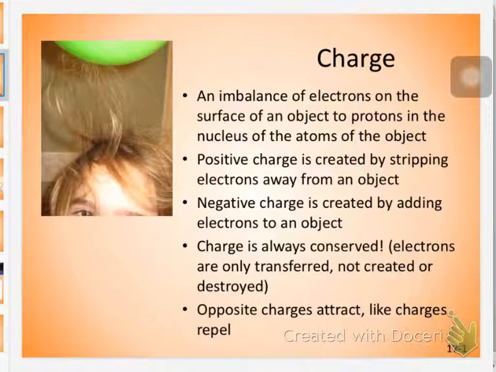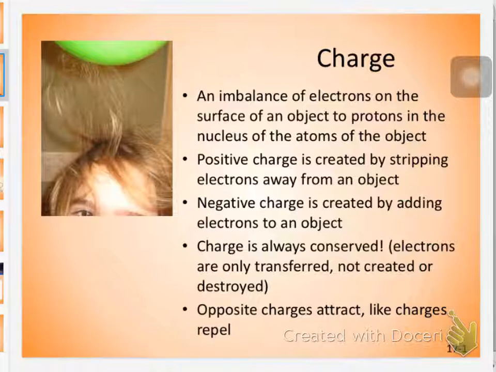If you want to charge an object positively, you have to pull electrons off it. You can do that. If you want to create a negative charge on an object, you have to add extra electrons to it. You did both of those today and yesterday. Yes, we've created charge. Yeah, you have.